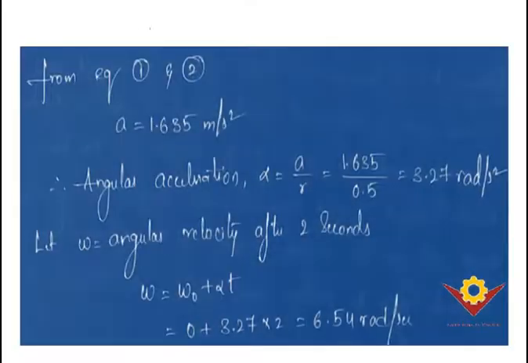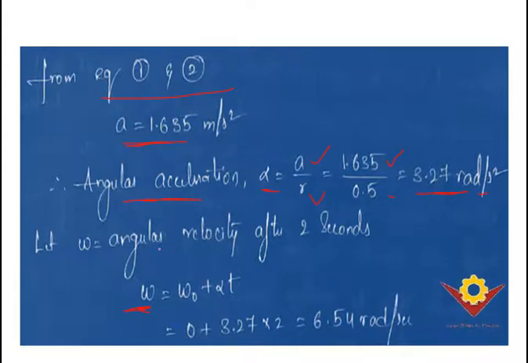Now from equations 1 and 2, if you solve those two equations, you get the acceleration, which is 1.635. Now we require the angular acceleration, because we require angular velocity here. For that we need the angular acceleration, which is acceleration divided by the radius of your cylinder. The acceleration is 1.635 and the radius is 0.5. If you substitute this, you get 3.27 radians per second squared.